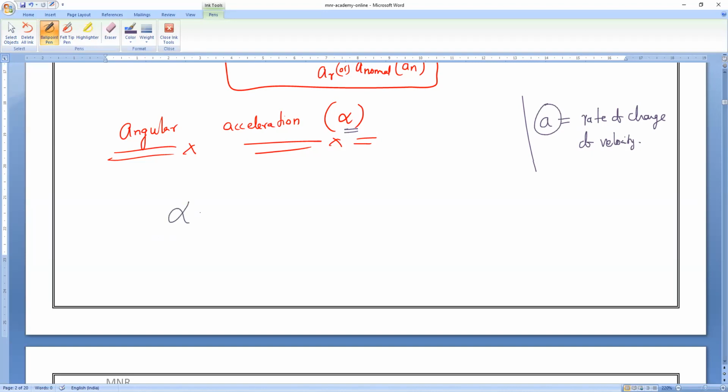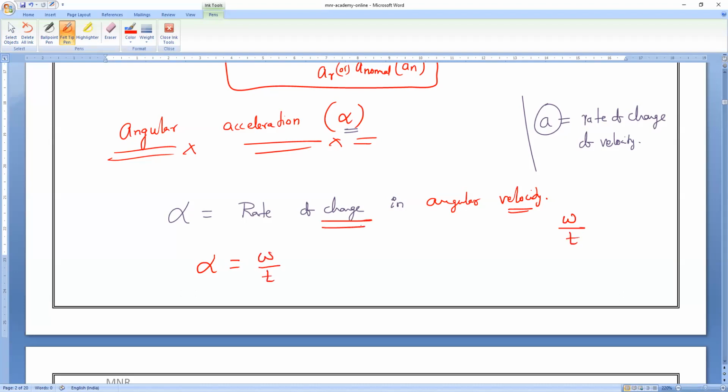So alpha is equal to the rate of change in which velocity, normal linear velocity or angular velocity? Angular velocity. That is called angular acceleration. So angular acceleration is the change in angular velocity. What is the angular velocity formula? Omega by t. So alpha is equal to omega by t, but rate of change means what should come? Change.